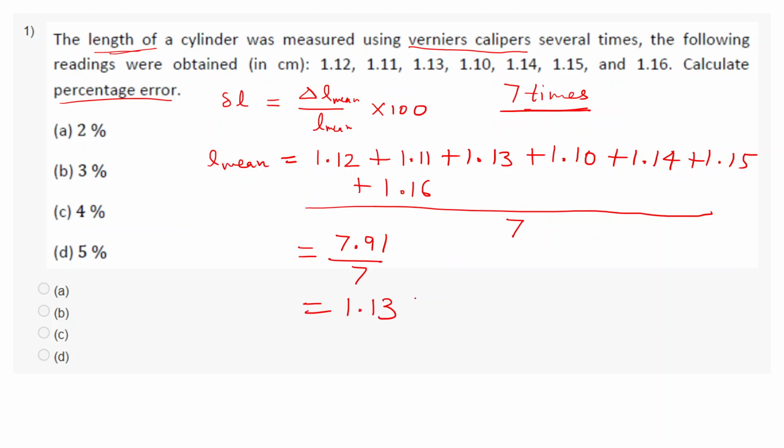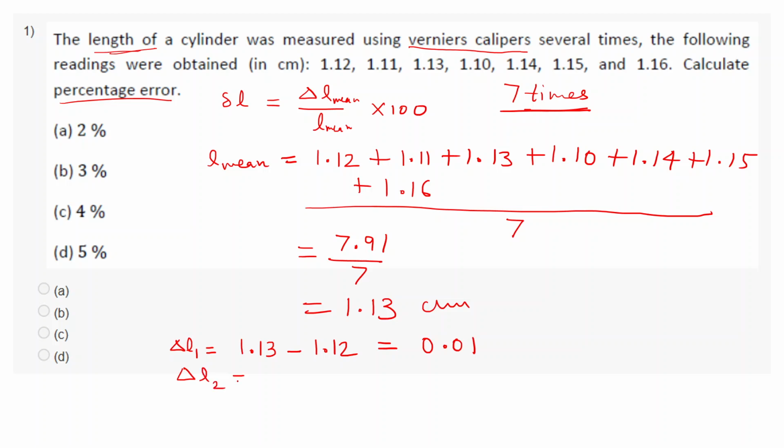Okay, now this 1.13 centimeters is the average length. Now we have to calculate the mean of absolute errors. If you remember how we do it, for every value we have to subtract it from the mean value. So delta L1 means the mean minus the first value, which is 1.12. This will give 0.01.